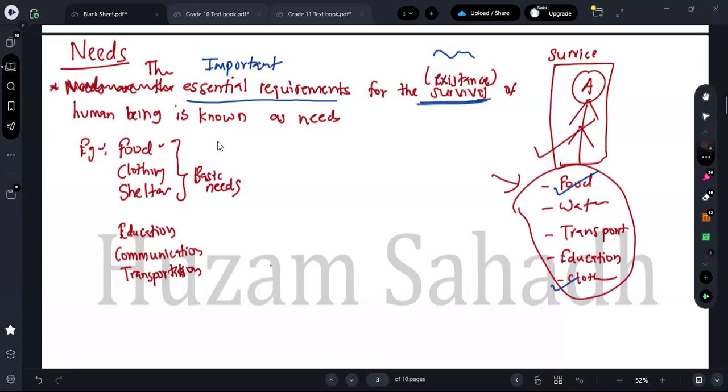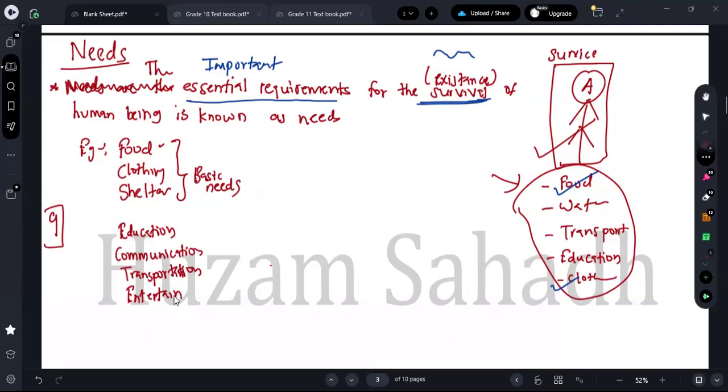Food, clothing, shelter. Fine. Those are the basic three needs. Definitely, a person should have these basic needs; somehow he can survive. Apart from that, what are the other needs we have? Education, communication, transportation, and entertainment. We have nine needs. So 1, 2, 3, 4, 5, 6, 7.